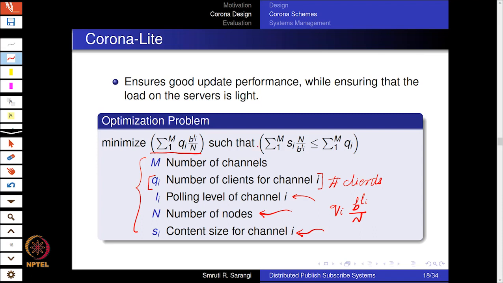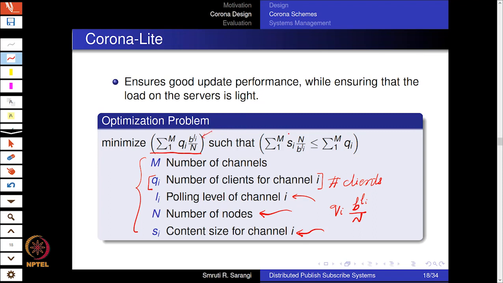So what effect will this have? Well, the effect that this will have is that for any channel that has a large number of clients, we would like to minimize the update time as much as possible. So essentially for popular channels, we want to deliver updates as quickly as possible. And we essentially want to penalize less popular channels. So this is of course the objective function.